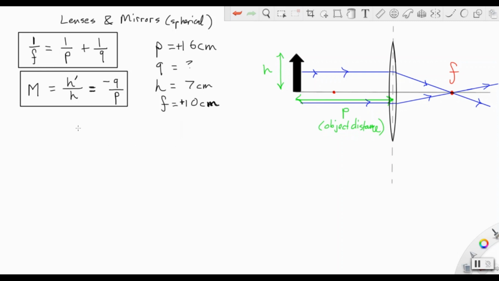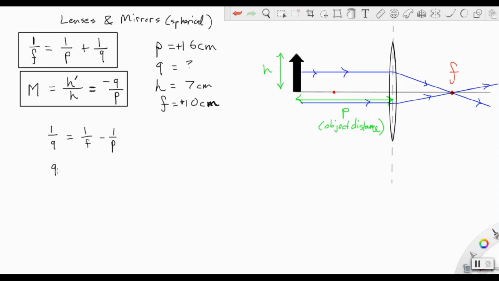So, we need to solve for Q. We need to know where the thing is located, and we need to know how big it is in the image and what direction it's facing. So, let's do this. Solve the upper equation for Q. In order to do that, we would then subtract 1 over P from both sides. So we would get that 1 over Q here is going to be equal to 1 over F minus 1 over P.